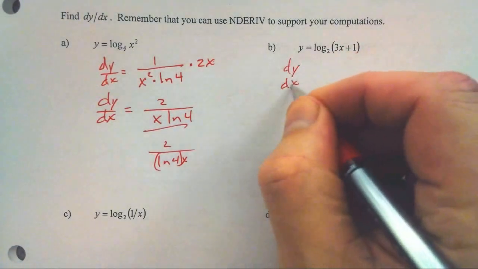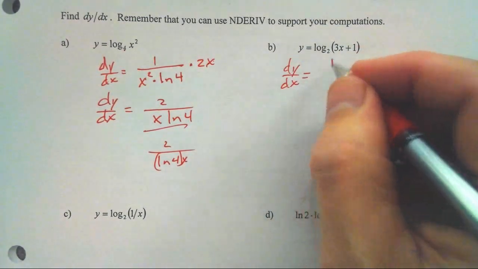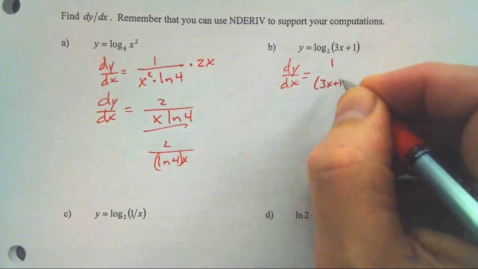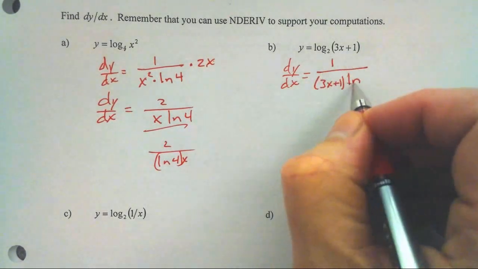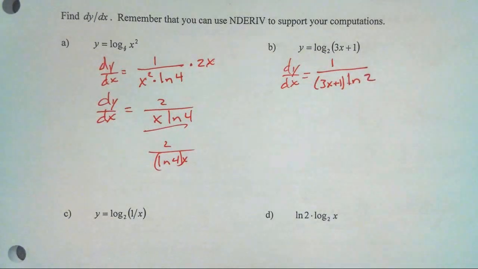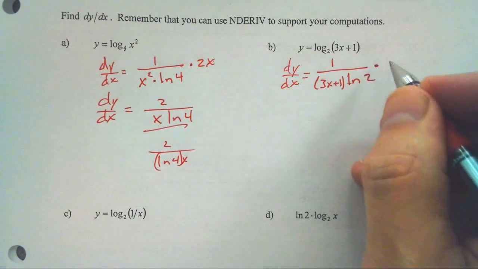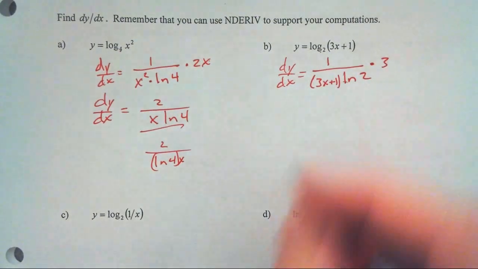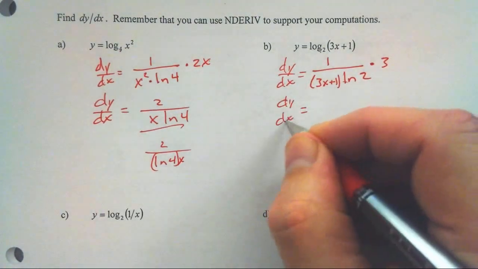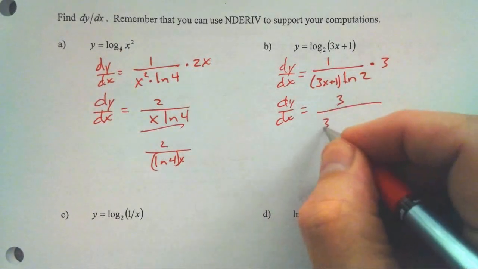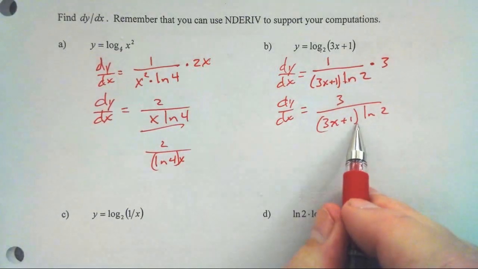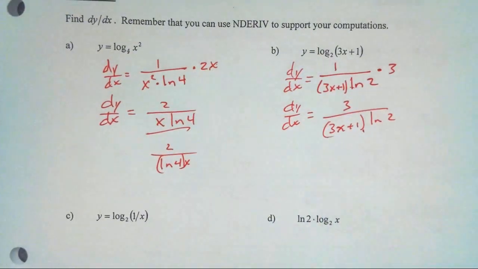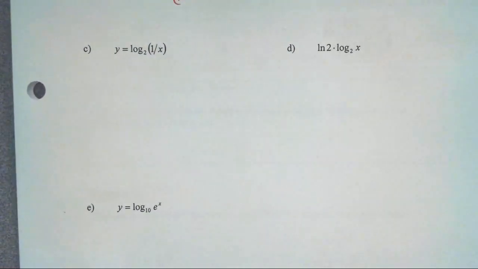dy/dx, the derivative of a logarithm wants to be 1 on (3x plus 1). Note the parentheses. But we compensate for that because it's not base e, with ln 2. And then we take times the inside derivative, that is 3. So we get dy/dx is 3 on (3x plus 1) times ln 2. No parentheses, big time missed credit there. Nothing to it by this time.